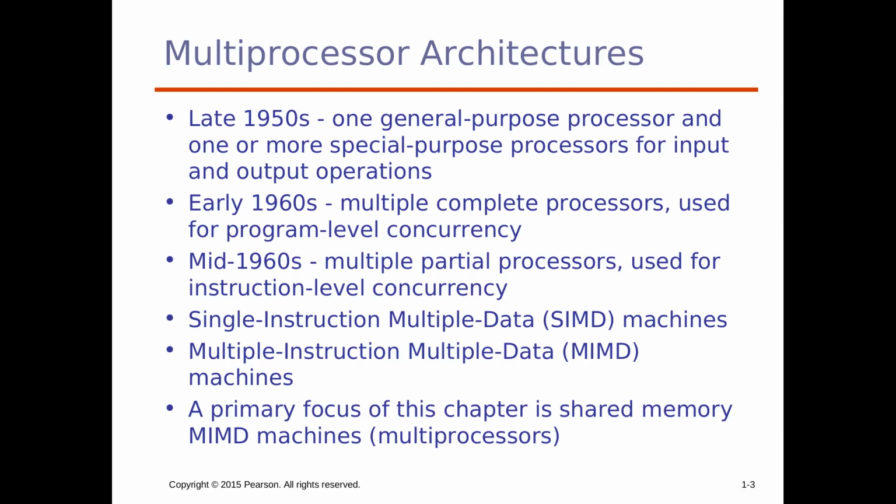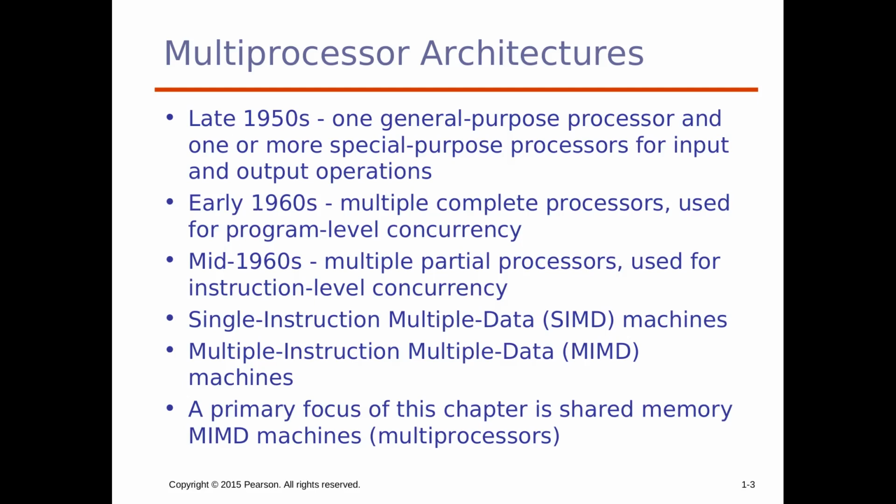Now, that was all great. From that we said, well, maybe we could have more than one processor, right? So then we started building systems that had multiple complete processors available. Now we can have true program level concurrency, right? The operating system can schedule programs to different processors, allowing them to complete their execution by themselves.